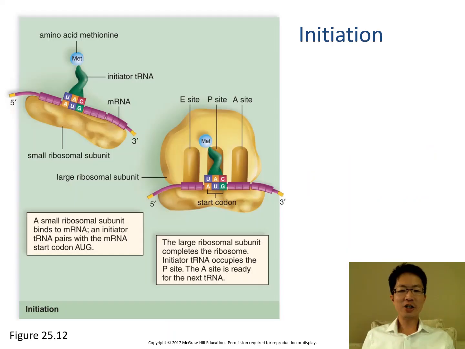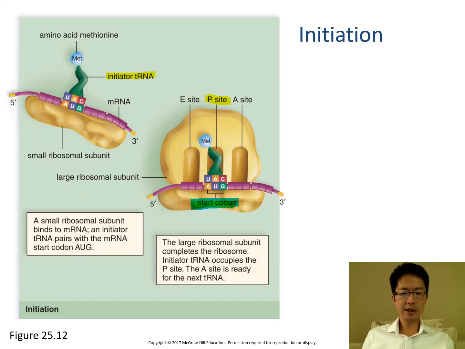So the initiator tRNA, the one that binds to the start codon AUG, usually first goes to the P site. So this is the initiation.